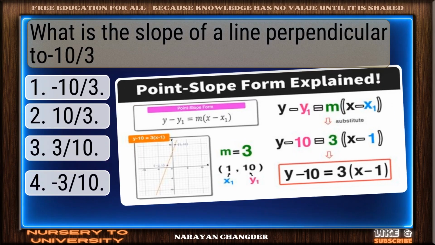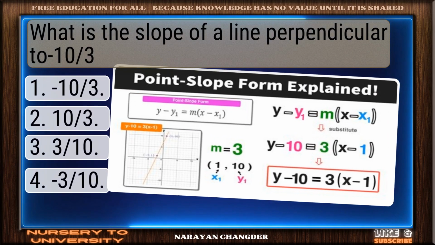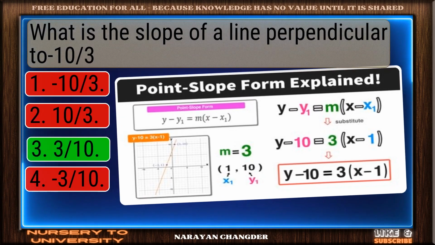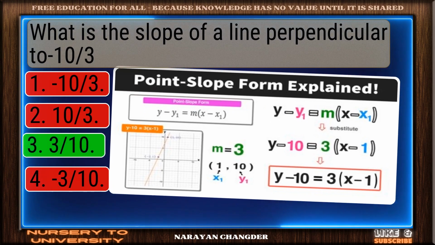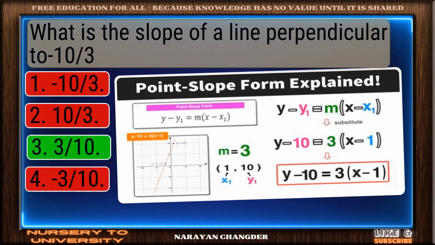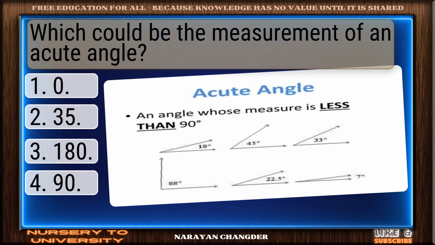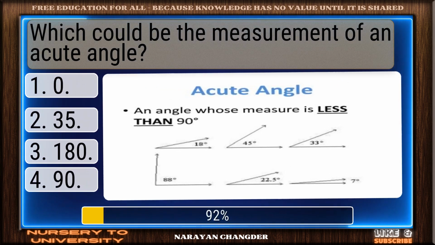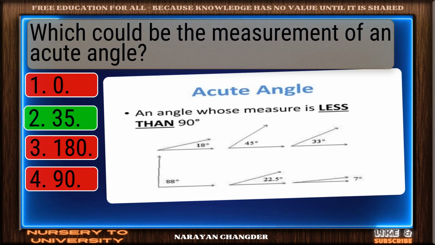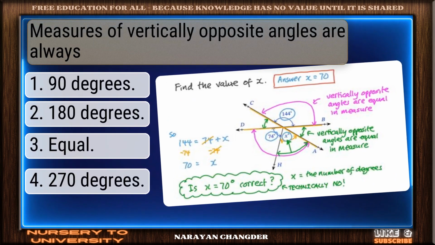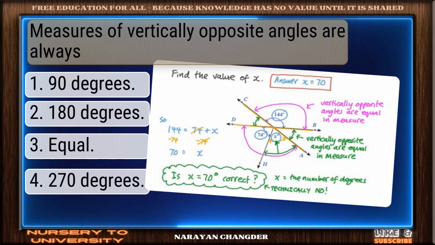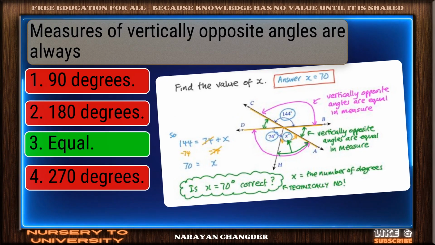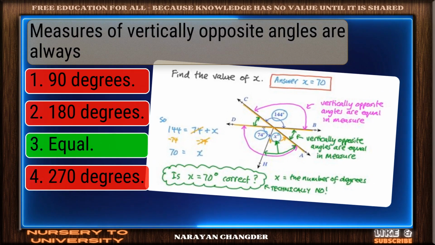Question number 182. What is the slope of a line perpendicular to 10/3? Correct response. 310 is the most accurate answer. Question number 183. Which could be the measurement of an acute angle? Nicely done. 35 is a solid answer. Question number 184. Measures of vertically opposite angles are always. Great thinking. Equal is the right choice.